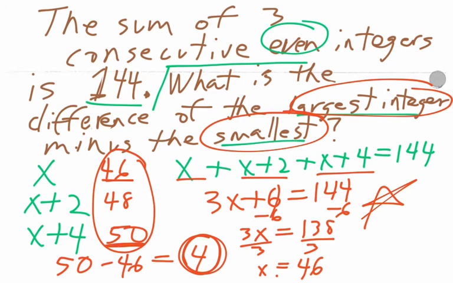By the way, you could have also used guess and check for finding the consecutive even integers. If you divided 144 by 3, that'd give you a good guessing point.